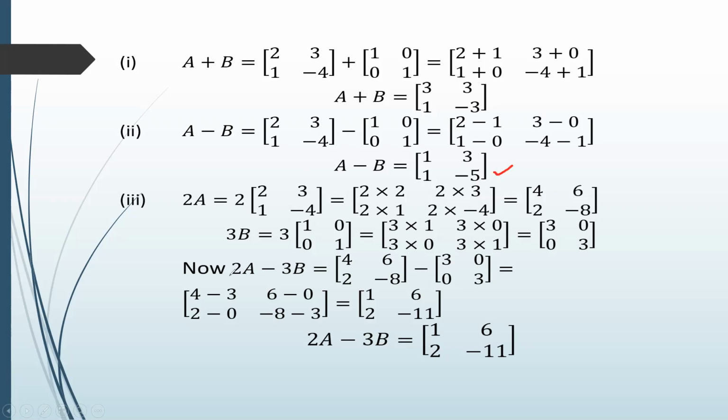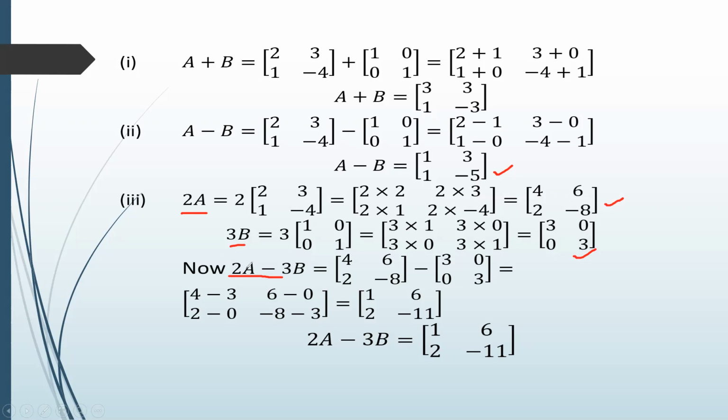Now we find 2A minus 3B. First we find 2A. So this will be 2 multiplied by the matrix 2, 3, 1, minus 4. That is 2 multiplied by 2, 2 multiplied by 3, 2 multiplied by 1, 2 multiplied by minus 4. So this will come 4, 6, 2, minus 8. Similarly, we find 3B. Then we get 3, 0, 0, 3.